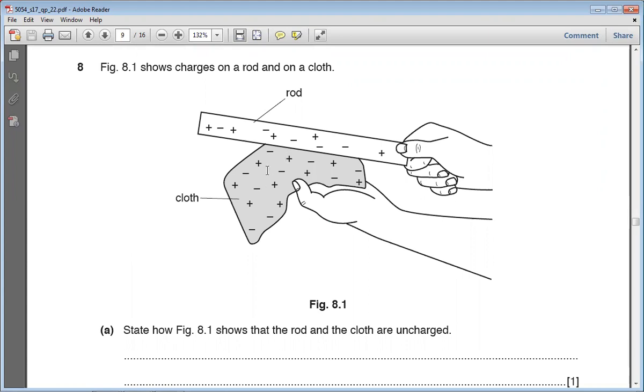In the same way, if you look at the cloth, the negative and the positive, if you count the negatives and the positives, they are equal to each other. So it means that the amount of the negative charge and the amount of the positive charge on the cloth is equal to each other. So they will cancel out each other's effect. So the cloth as a whole will be uncharged. It will be neutral. It's a 1-mark question.